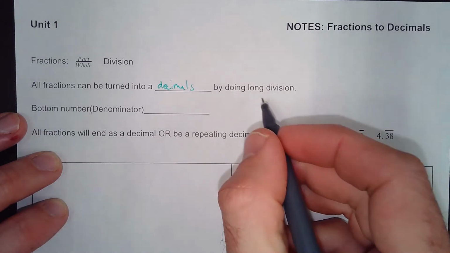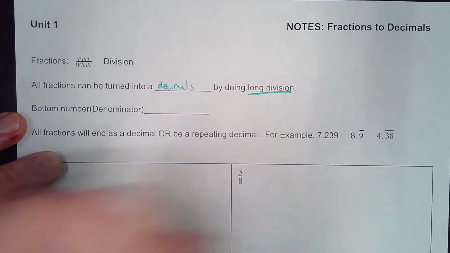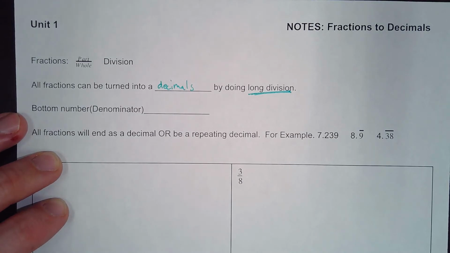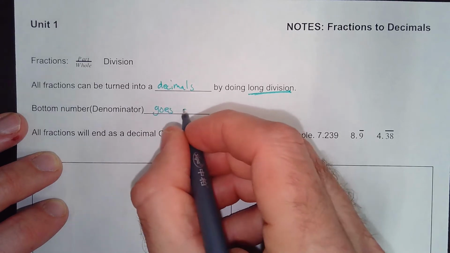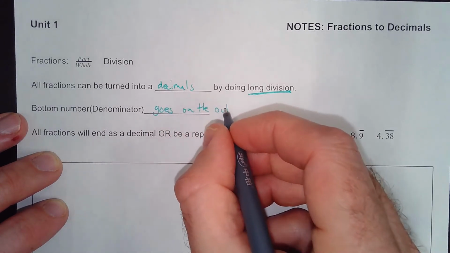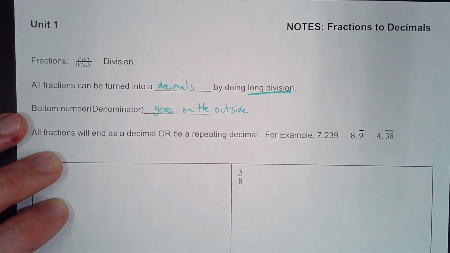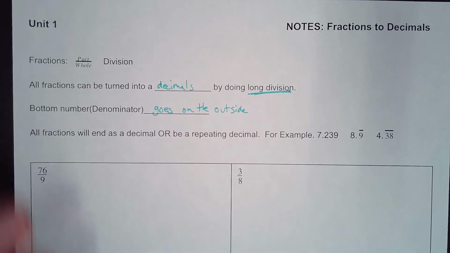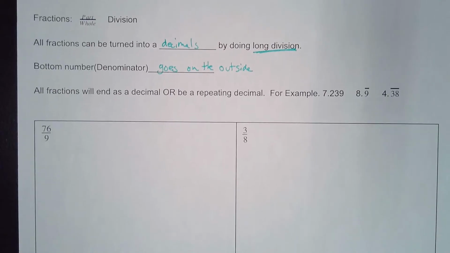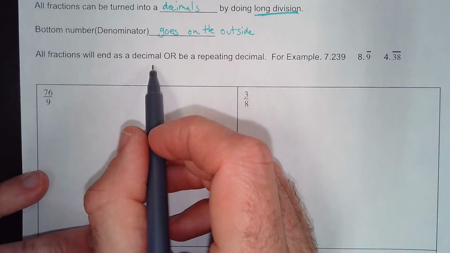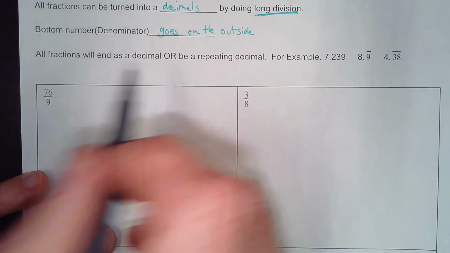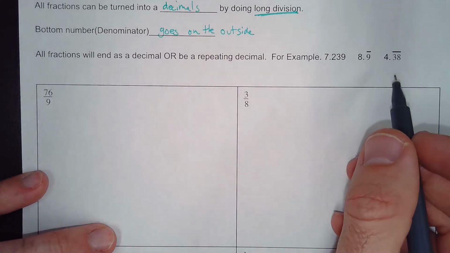And the way we do that is long division. When we're doing long division, the bottom number, or the denominator, goes on the outside. So we'll do some examples of what that means here in a minute. All fractions will end as a decimal or be a repeating decimal. So here's some examples like this.